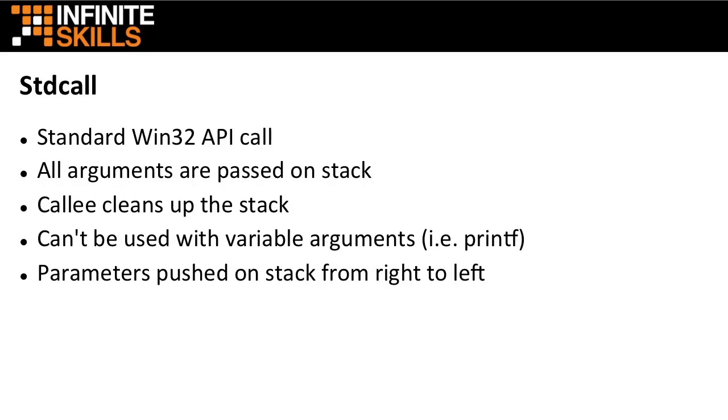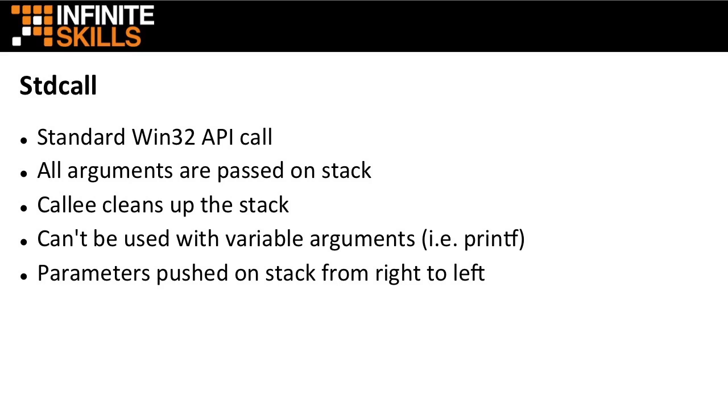Another option is stdcall. So stdcall is used if you're using 32-bit Windows and the 32-bit API, Win32 as it's sometimes called. This is the standard call interface. All of the arguments are passed on the stack. Now, here's the difference. The callee cleans up the stack.